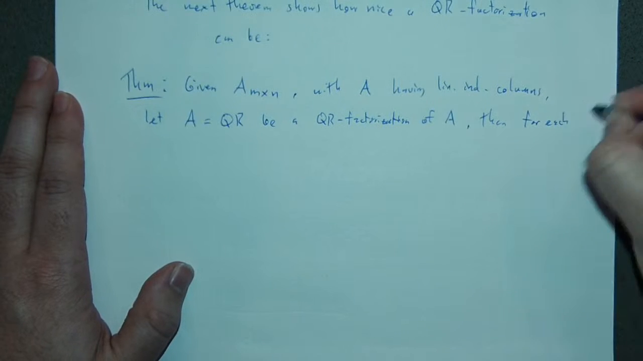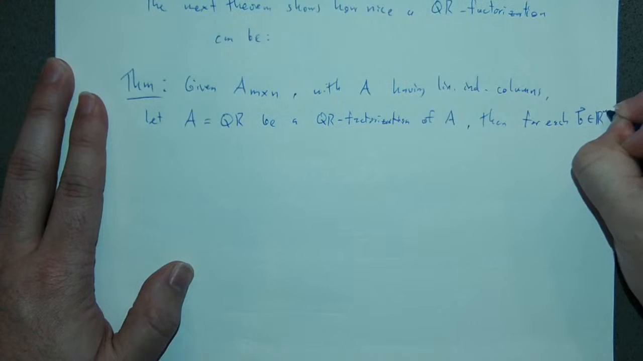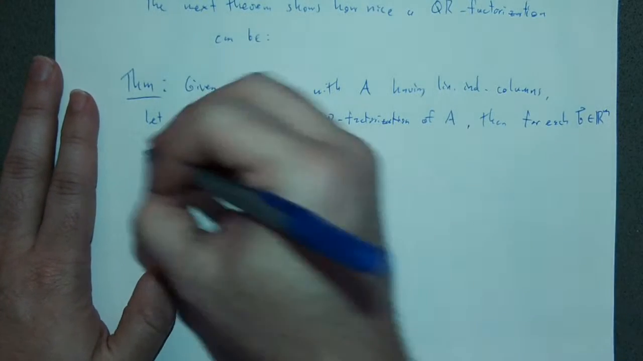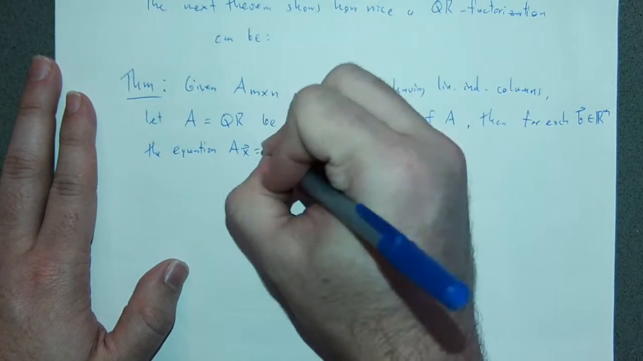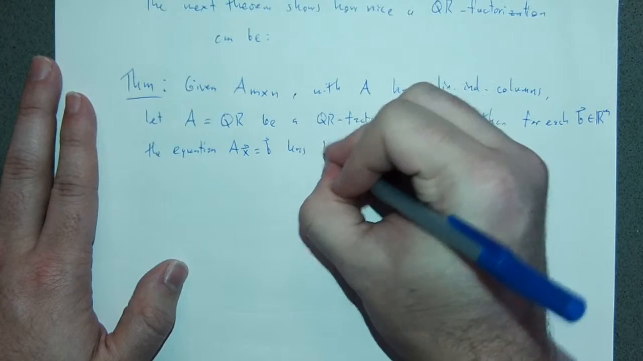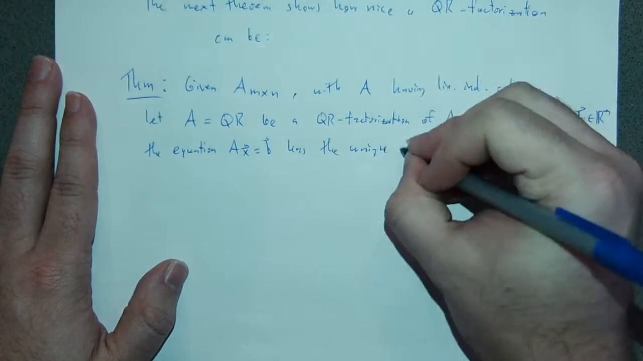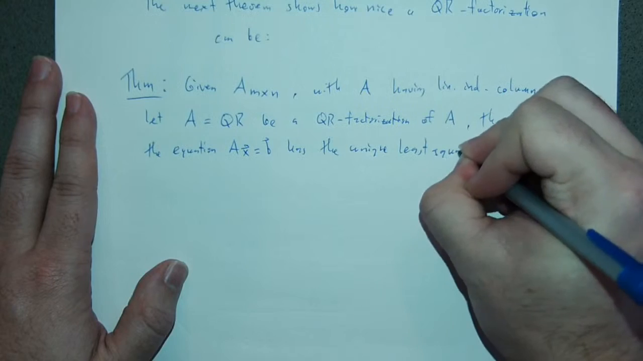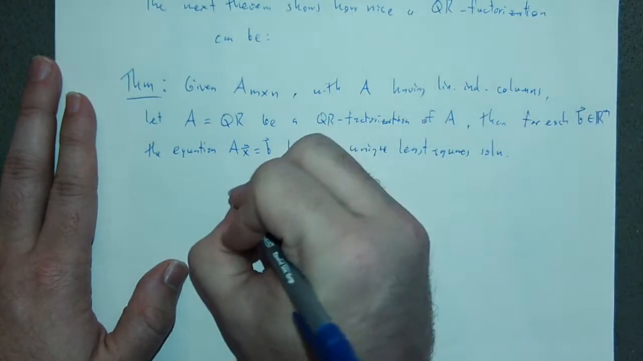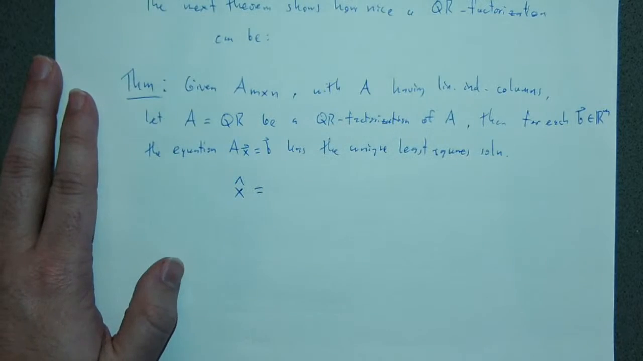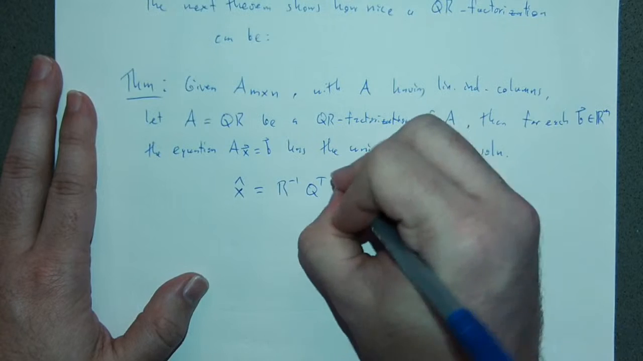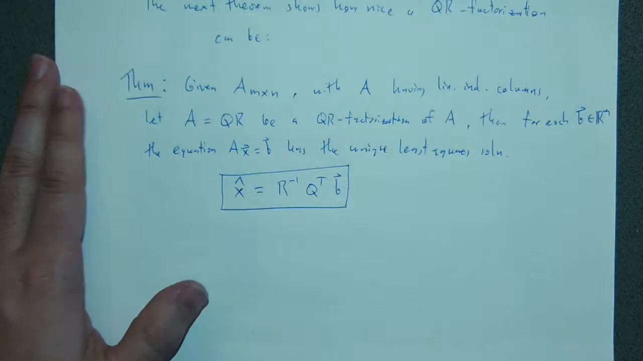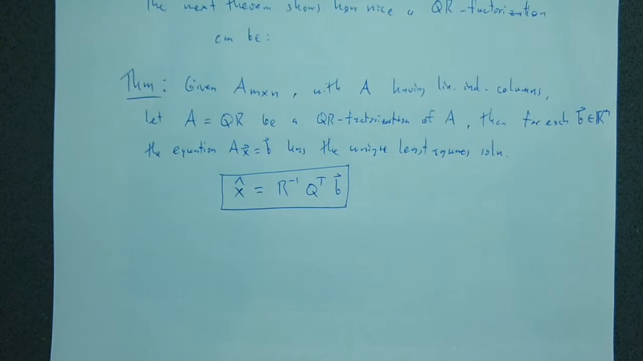for each b in R^m, the equation Ax equals b has the unique least squares solution given by x hat, which is R inverse Q transpose times b. Which is a lot less nasty than what we had written before.